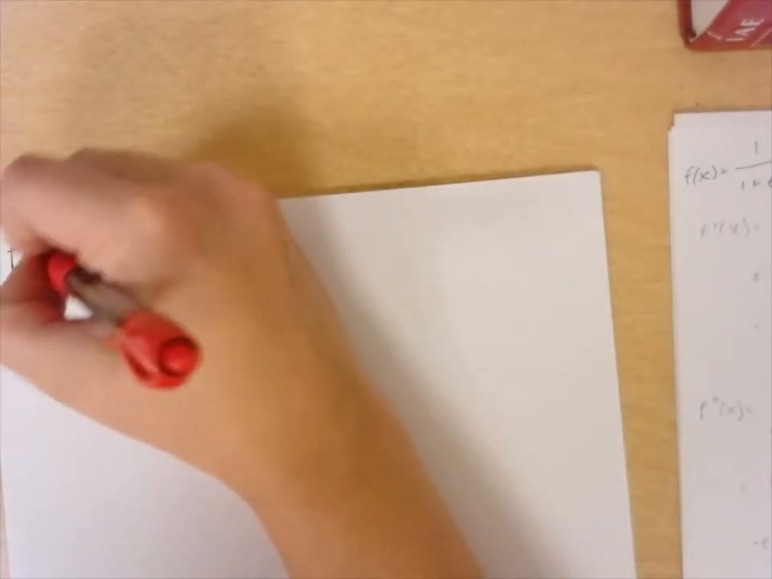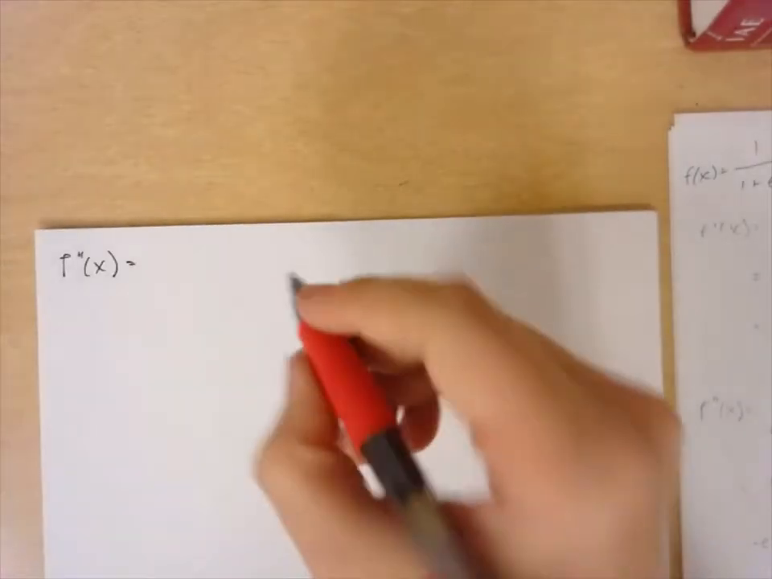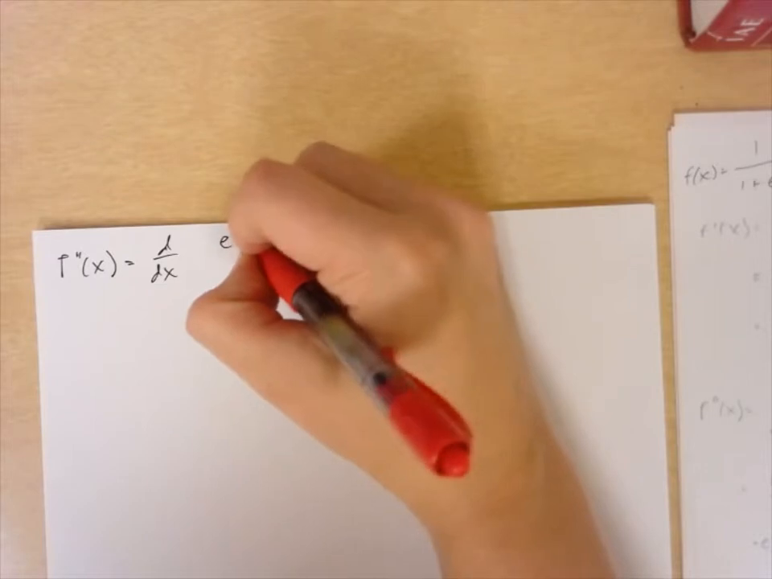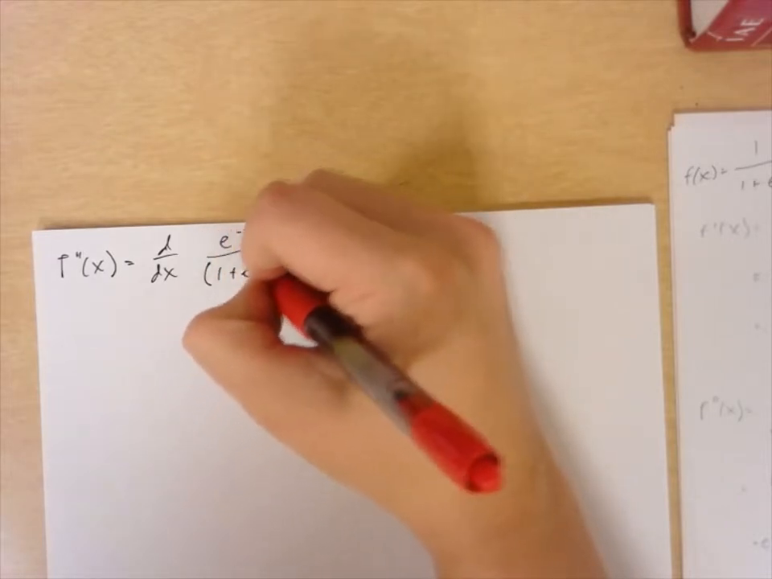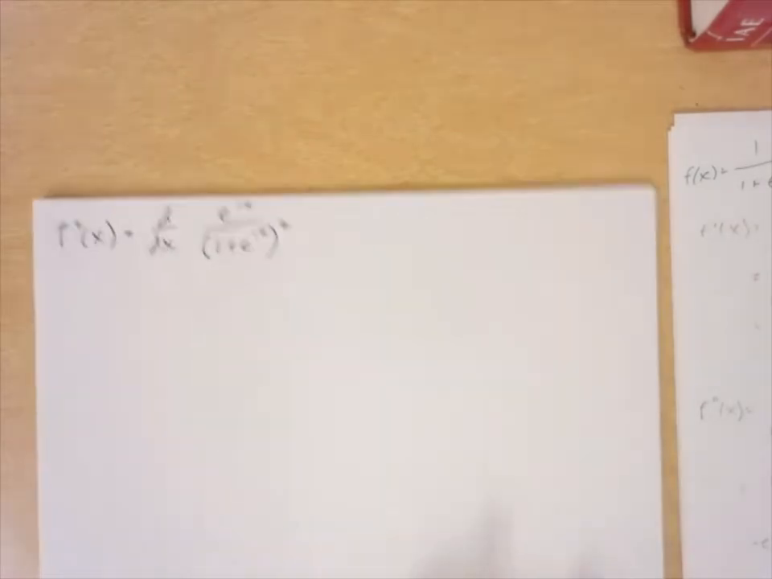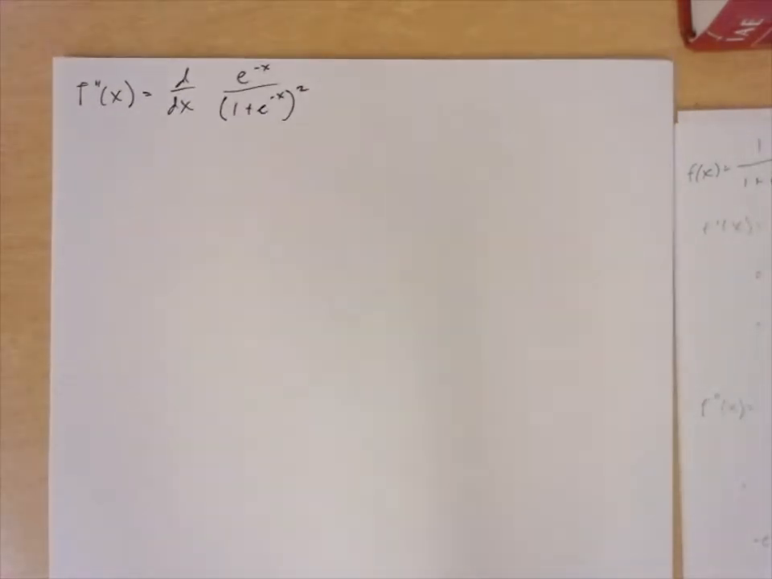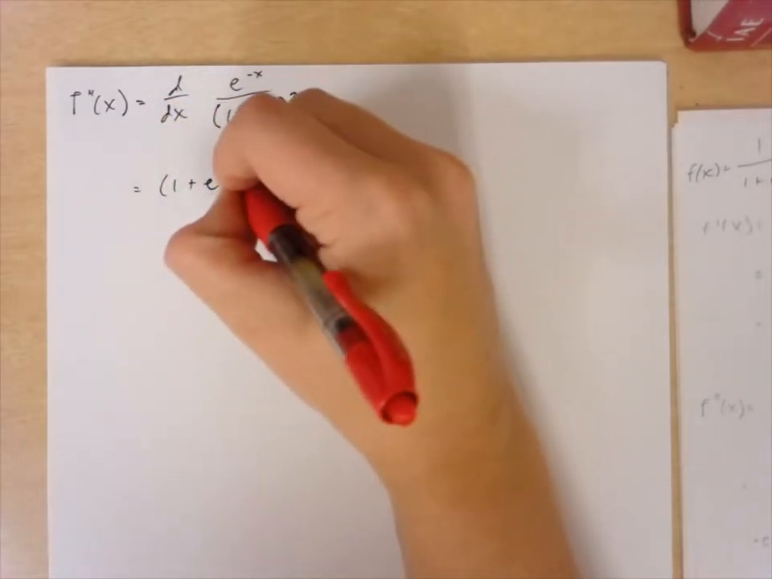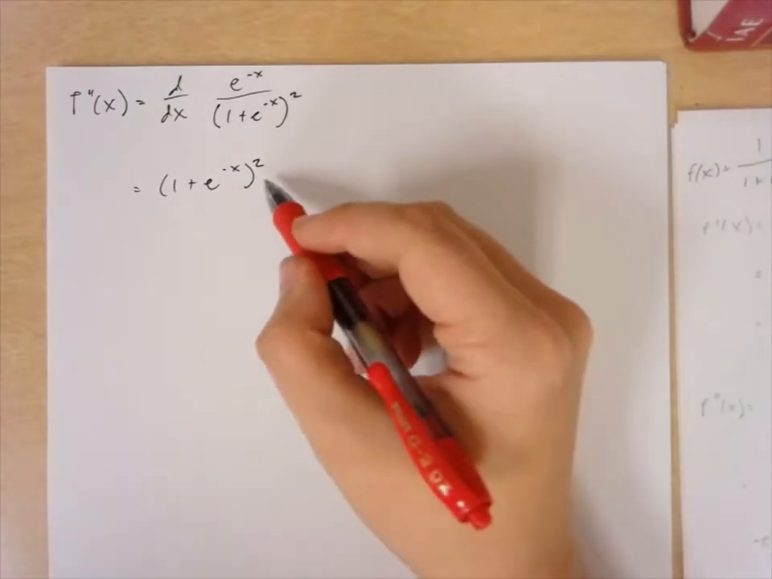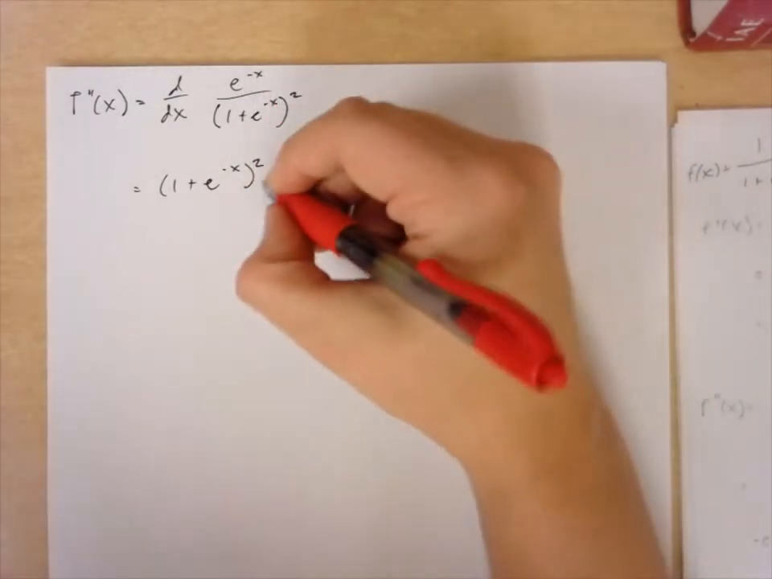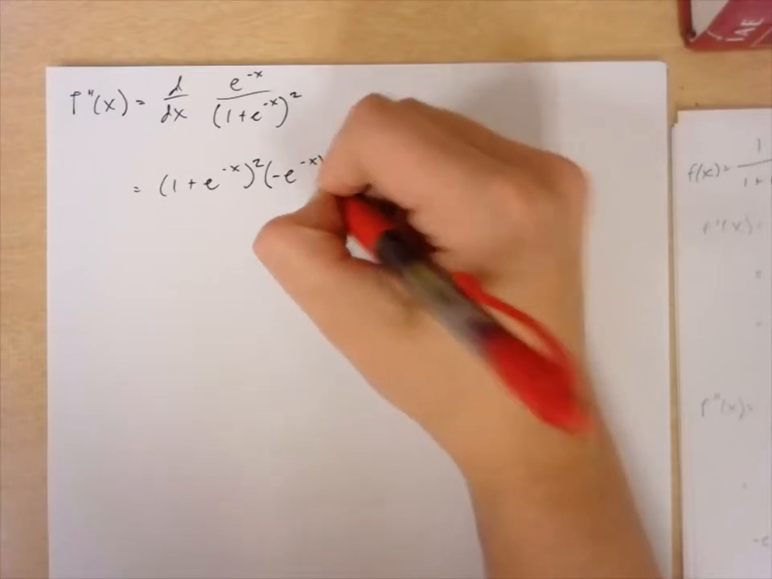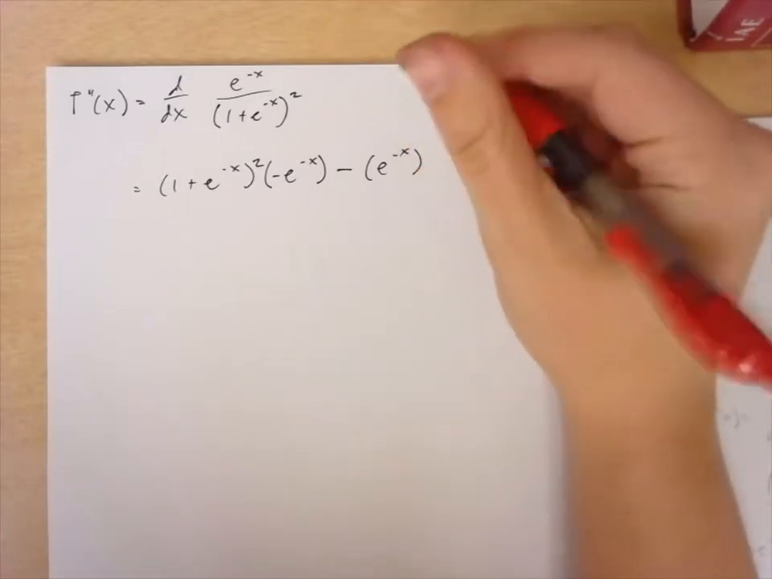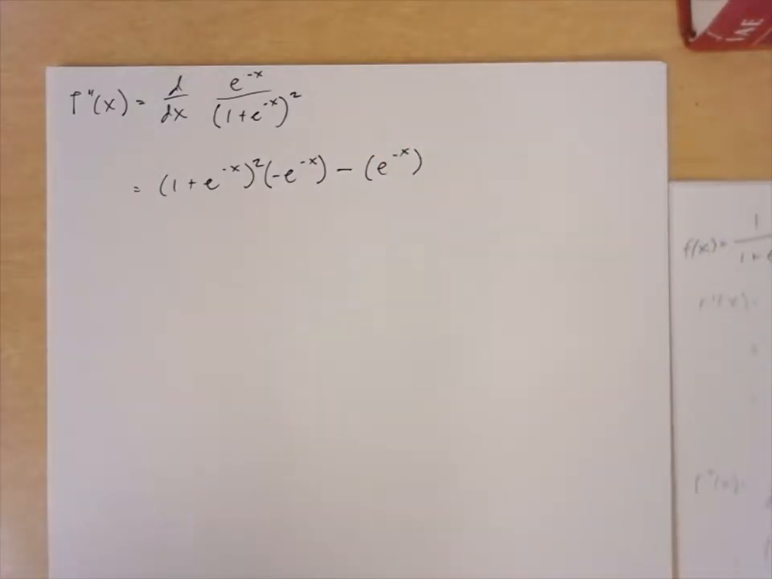All right, f double prime of x means I'm taking the derivative, d dx, of e to the negative x all over 1 plus e to the negative x squared. I'm going to use the quotient rule this time. Lots of fun. I'm going to take low, which is 1 plus e to the negative x squared, and multiply it by the derivative of the top. Remember, the derivative of e to the negative x is just negative e to the negative x, minus high, which is e to the negative x, times derivative of the low. So I am going to have to use the chain rule there once more.